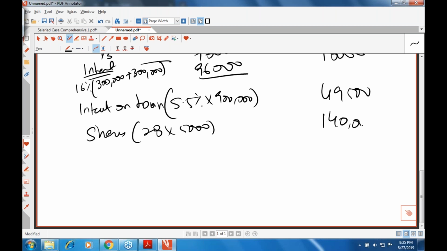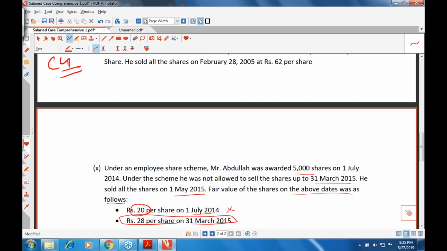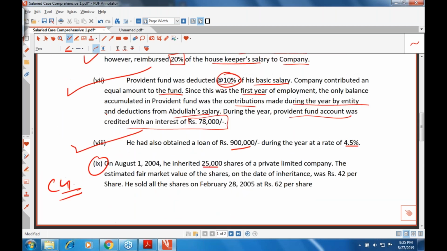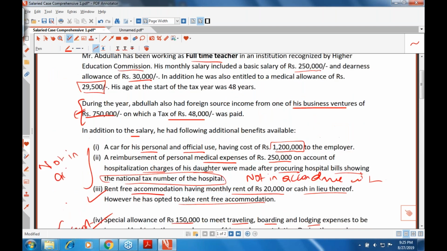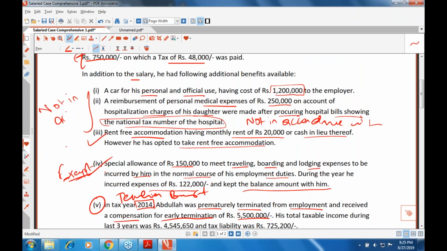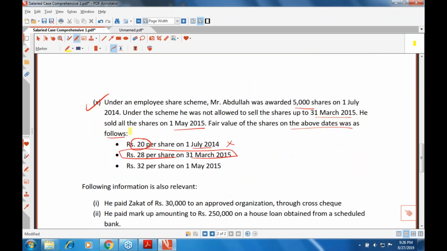So the amount to be included in salary is 140,000. Now what next is there? So we have considered this adjustment also. I just need to see if there is any other adjustment that I have skipped. So I have skipped this specific adjustment, and I've also skipped this specific adjustment of termination benefits. So these are the adjustments that I have skipped till now, and I'm going to consider them a bit later.